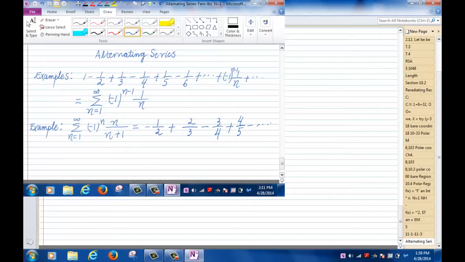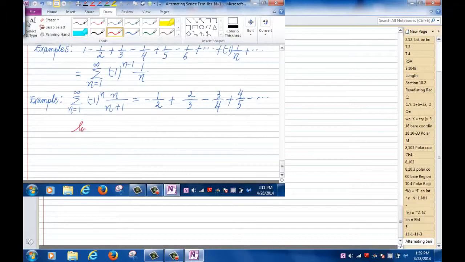Okay, so what you're saying is that if I look into the limit of the nth term of the series, which is negative 1 to the n times n over n plus 1. Remember, if a series is convergent, then the nth term must go to 0. Therefore, if the limit of the nth term is not 0, the series is divergent. That's the test for divergence.